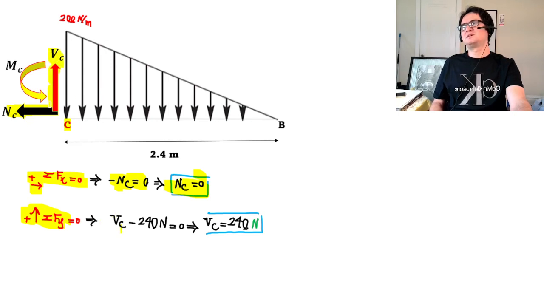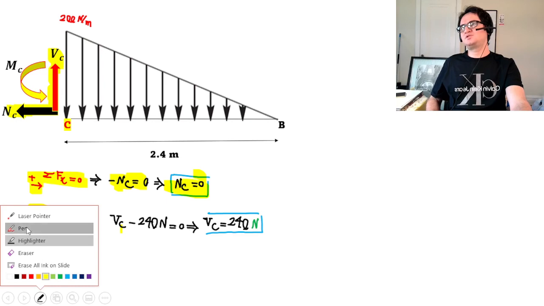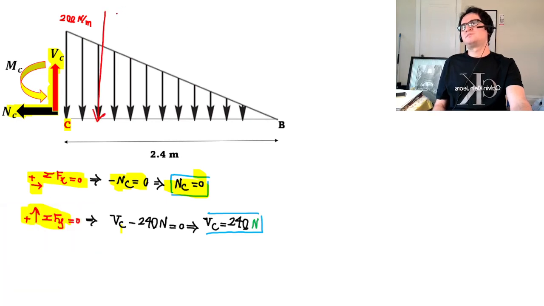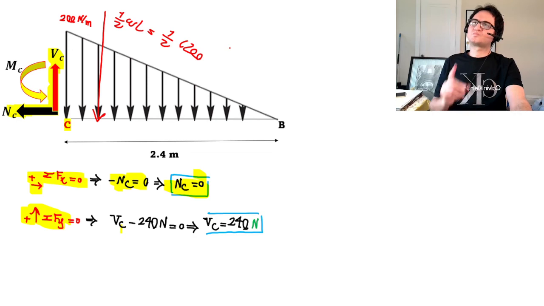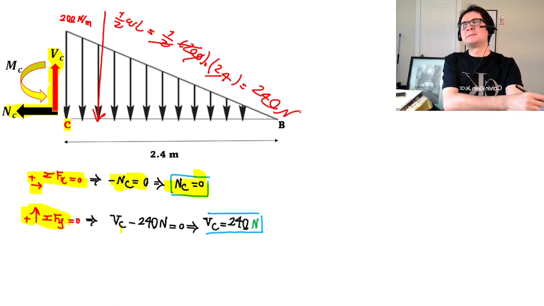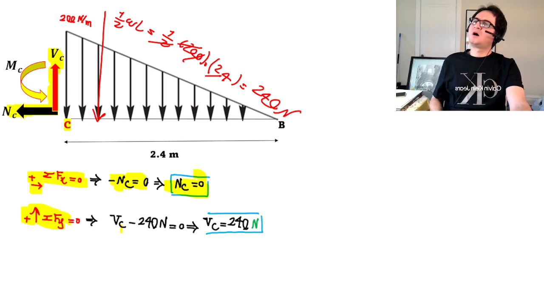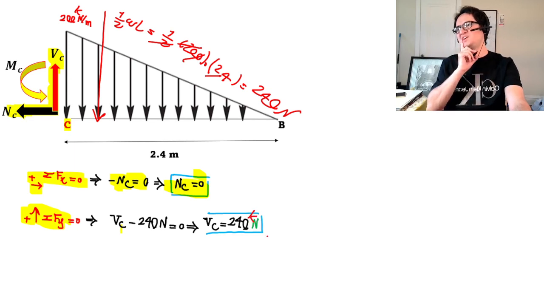Summation of forces in the y direction goes to 0. That says VC minus, we just need to convert the load: 200 times 2.4 gives us 240, to be cancelled by VC. So VC is 240 kilonewtons, if I'm not wrong.